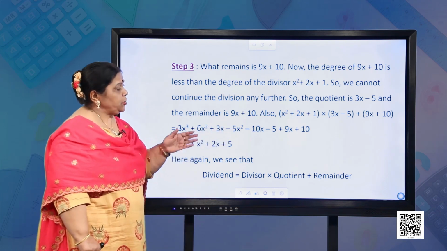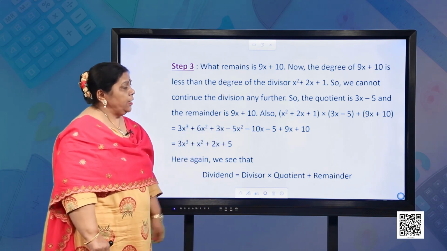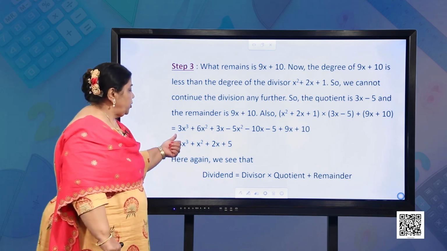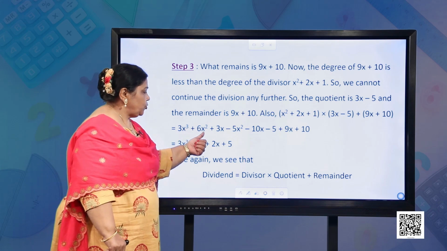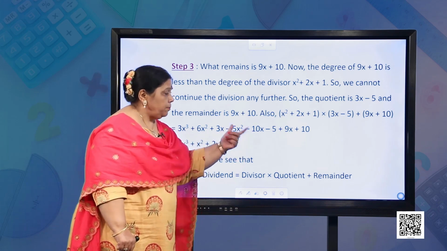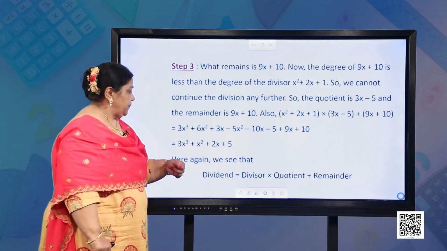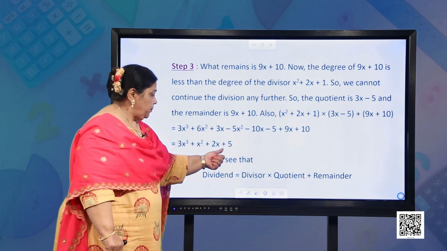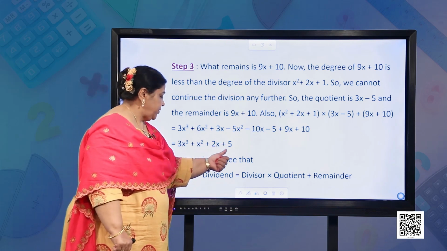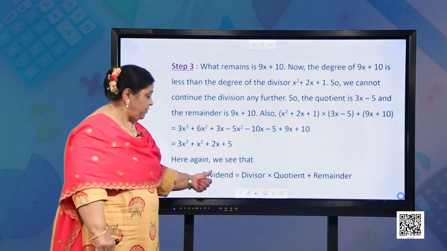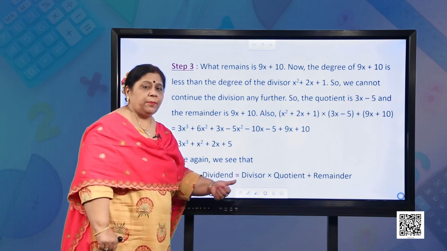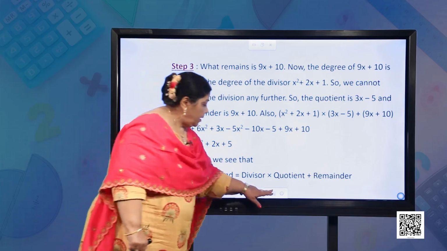Also, x square plus 2x plus 1 into 3x minus 5 plus 9x plus 10 is equal to 3x cube plus 6x square plus 3x minus 5x square minus 10x minus 5 plus 9x plus 10. We can see on simplification we get 3x cube plus x square plus 2x plus 5. Here again we see that we have verified dividend is equal to divisor into quotient plus remainder.